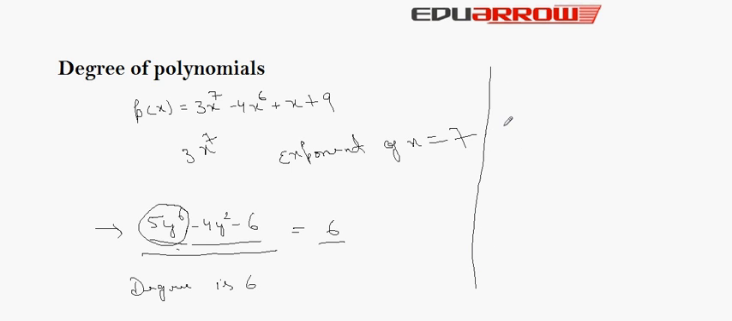Now, you may be thinking, what will be the degree of a non-zero constant polynomial? Let us take an example like 2, which is a non-zero constant polynomial. Then the degree of this polynomial is 0 because we can write this as 2 into x to the power 0, and the exponent of x is 0, so the degree is 0. So we can say that the degree of a non-zero constant polynomial is 0.